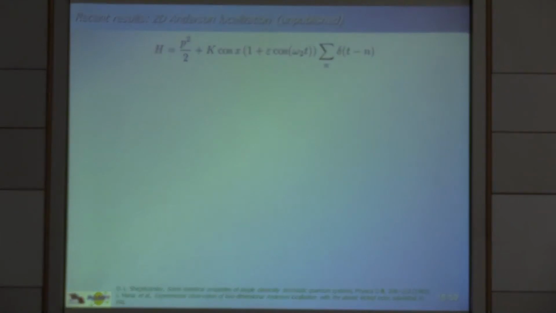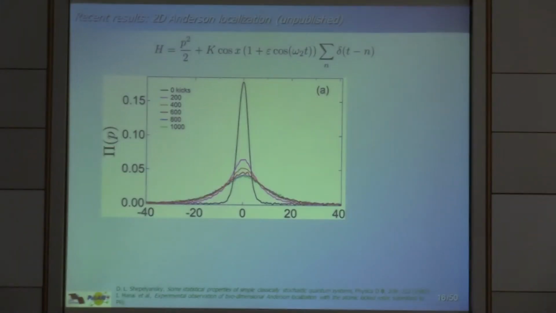We can also look for the Anderson localization in 2D, which is interesting because it's a pathological case. I told you that in 1D it's always localized, whatever the disorder. In 3D you have a transition. In 2D it is an intermediate case in which it's always localized, but if you lower the disorder, the localization length goes to infinity.